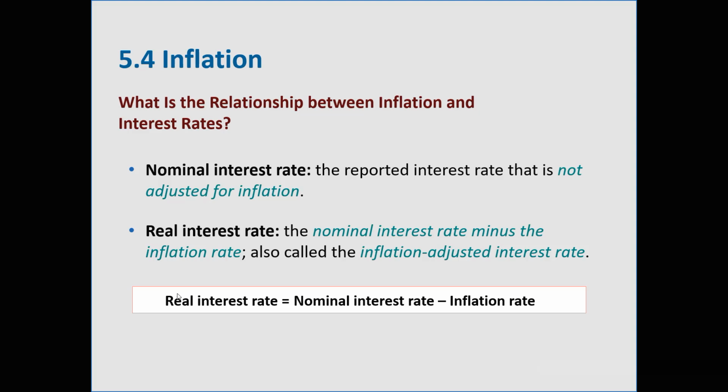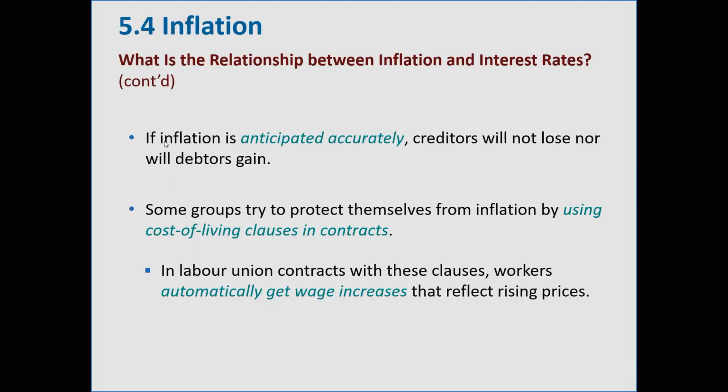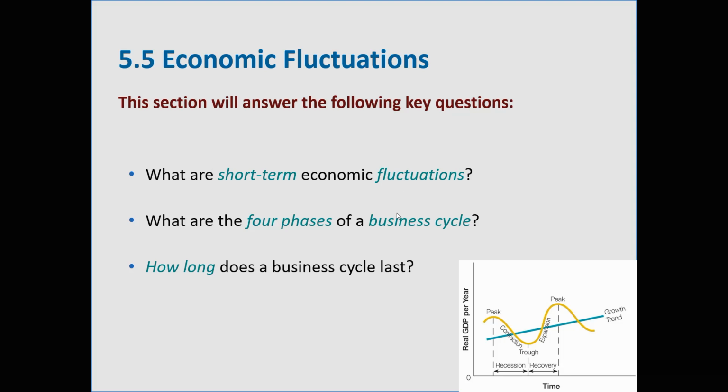So it's important to always look at the real interest rate, which is the difference between the nominal interest rate and the rate of inflation. So if inflation is anticipated accurately, then creditors can focus on the real interest rate based on what they anticipate. That's why some groups will always negotiate and try to protect themselves by including inflation in their contracts so that they will automatically get an adjustment. Now, in the last video, we'll take a look at economic fluctuations.